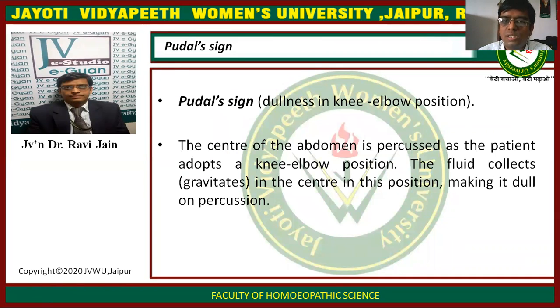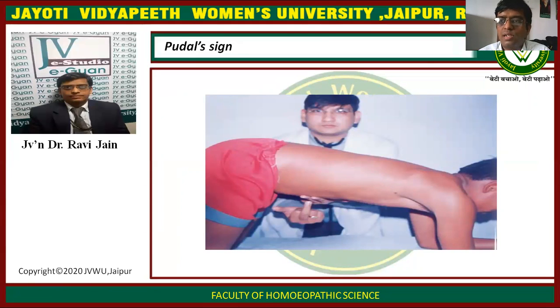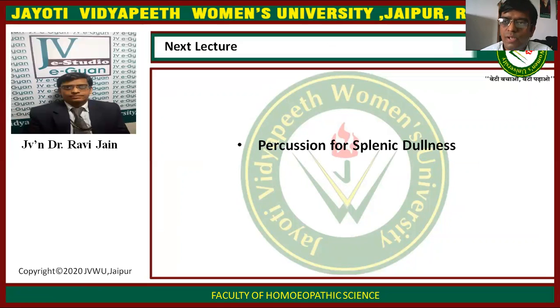The next sign is the Puddle sign. Puddle sign is the dullness in the knee-elbow position. Here, the patient is asked to adopt the knee-elbow position, and due to gravity, the fluid accumulates in the center of the abdomen. The center of the abdomen is percussed as the patient adopts the knee-elbow position. The fluid gravitates to the center in this position, making it dull on percussion. This is the Puddle sign. This is how you can elicit the Puddle sign in case of ascites. So this was all about the various signs to elicit dullness in case of ascites.